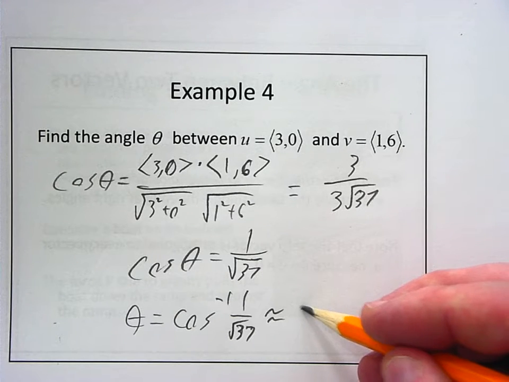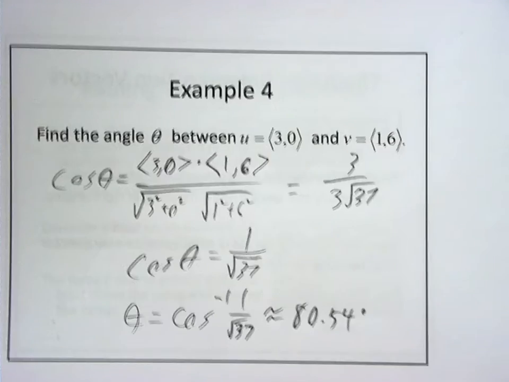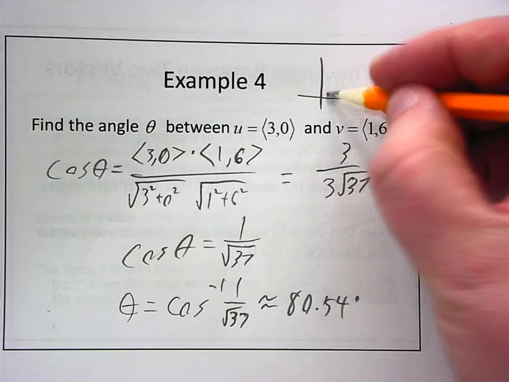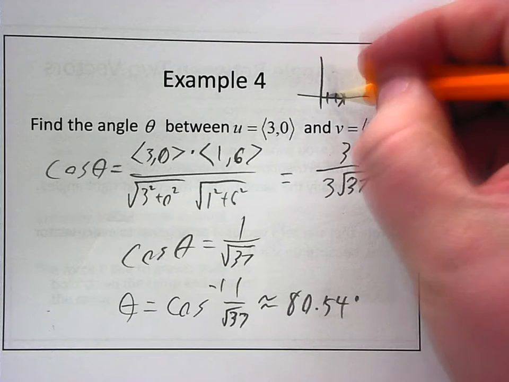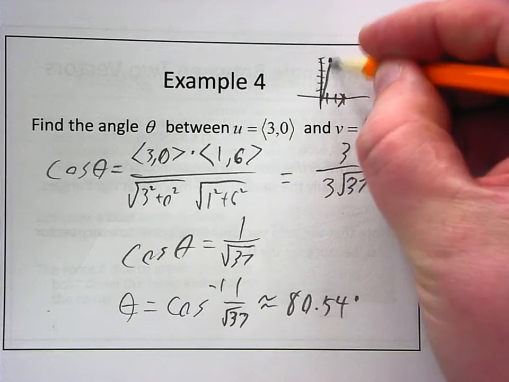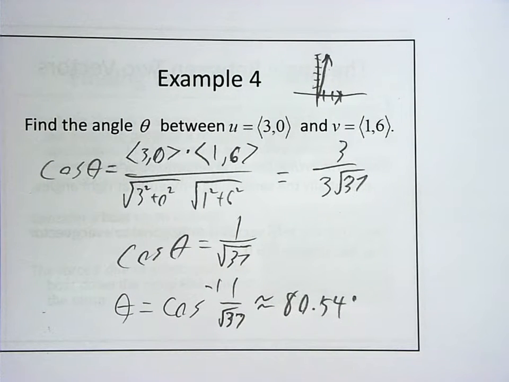Say again? 80.54. Yeah, 80.54 degrees. And if you stop and look at it for a second, if I actually graph these two things, you have the vector 3, 0, and you have the vector 1, 6. Does that make sense that that would be an 80-degree angle? Yeah. Okay.